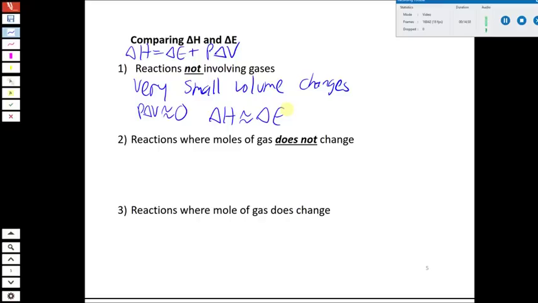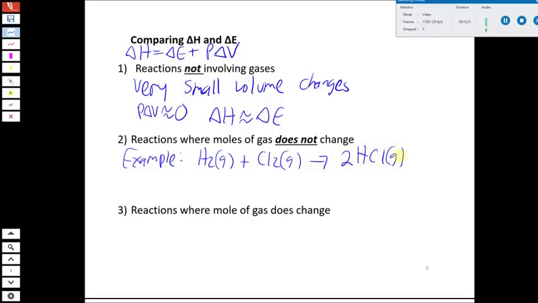Now we can also have some gas phase reactions, and if the moles of gas do not change, as an example, let's say we take hydrogen as a gas, react it with chlorine as a gas, and make gaseous hydrogen chloride. This is, again, an all gas phase reaction, no solutions or liquids involved. If we do this reaction, we see that on the reactant side, we have a total of 2 moles of gas, 1 mole of H2 and 1 mole of Cl2. On the product side, we also have 2 moles of gas, 2 moles of HCl.